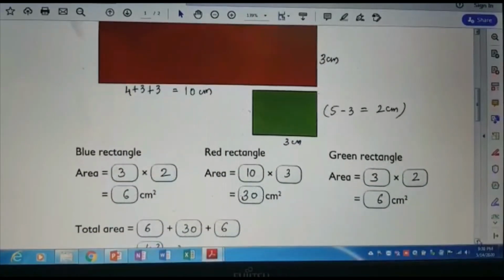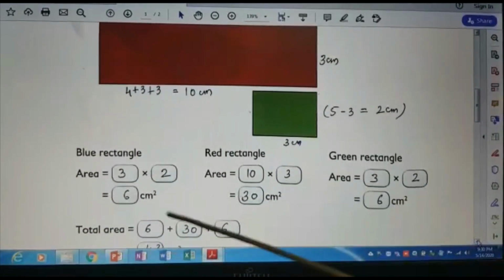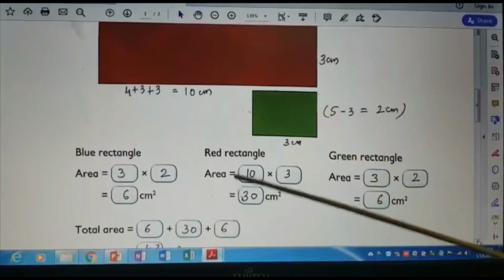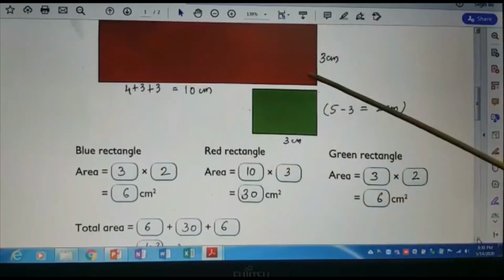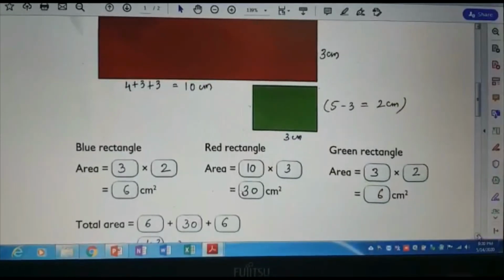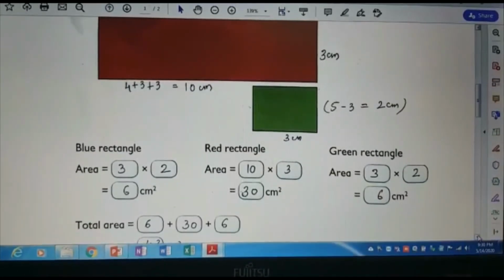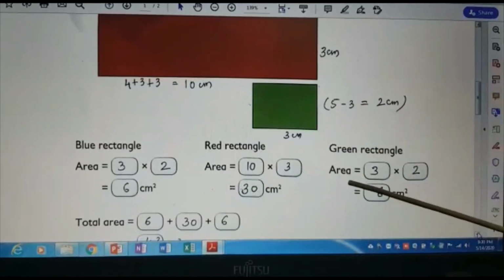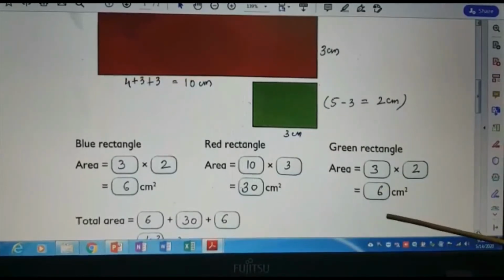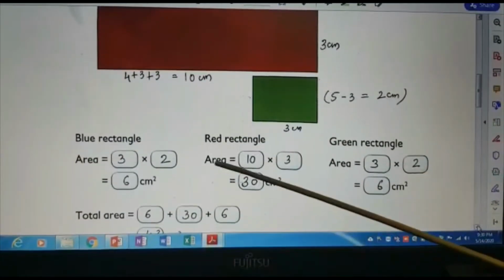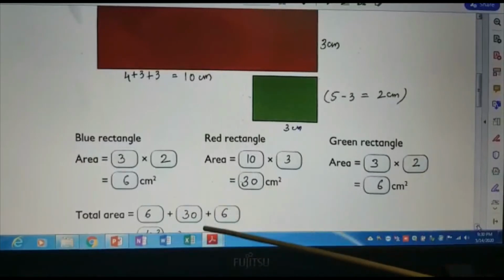We know that blue is 3 times 2, that is 6 centimeter square. Red rectangle is 10 times 3, that is equal to 30 centimeter square, and green rectangle is 3 times 2, that is equal to 6 centimeter square. So what is the total area? Total area equal to 6 plus 30 plus 6.